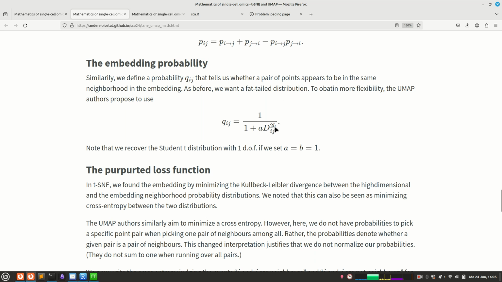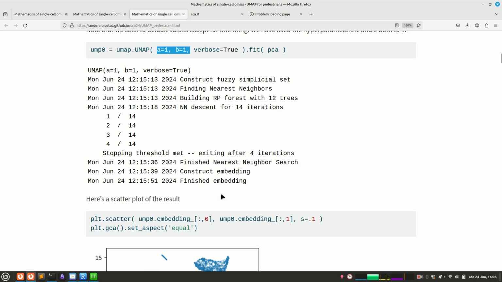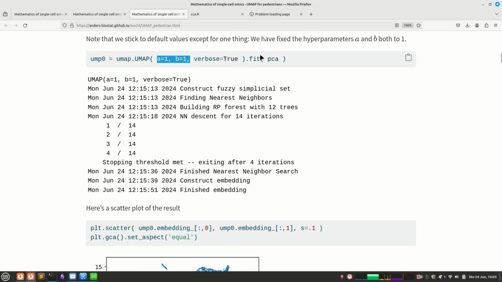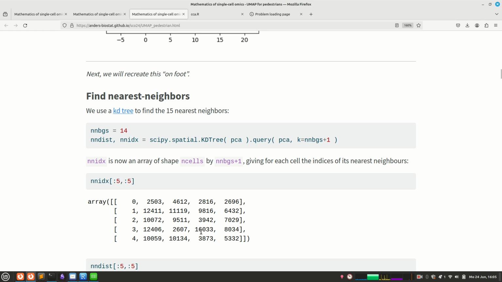If you set them to 1, you just get the Student t distribution, which is a nice symmetric fat-tail distribution. By setting A and B to something else, you can adjust the parameters a bit. In the end I decided to keep them at 1, just so that the formulas are easier, but it's no problem at all to add more complicated things. Then I let UMAP run, fit this thing, and give me the result, and then I try to do it myself.